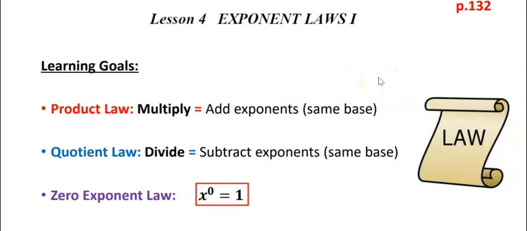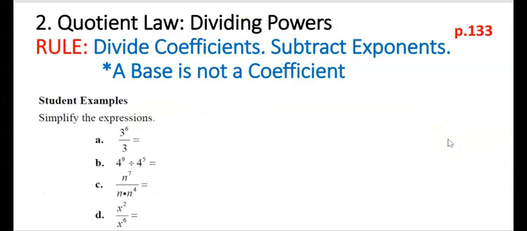Hi, in this video we're going to take a look at the second exponent law, which is quotient law. In this law, we need to divide and subtract. In product law, we had to multiply coefficients and add exponents. In quotient law, when we have division, we divide our coefficients and we subtract our exponents. Remember that a base is not a coefficient, so we'll take a look at some examples now.